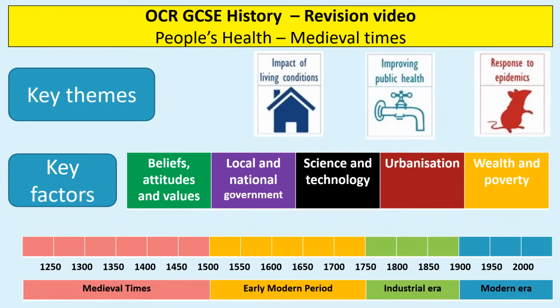The topic we're looking at is medieval times. You can see that the medieval times existed from 1250 to 1500, and in this revision video we're going to be looking at the impact of living conditions, response to epidemics, improving public health. And all the time just be aware of those key factors: beliefs, attitudes and values, local and national government, science and technology, urbanisation, and wealth and poverty. These are the key factors that affect change within people's health. So let's find out more about people's health in the medieval times.